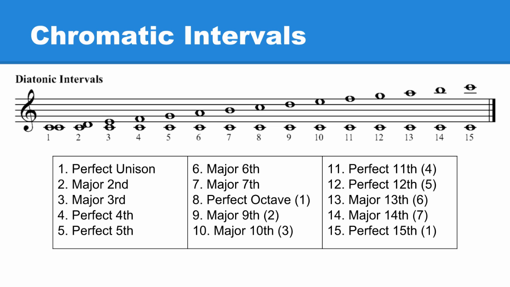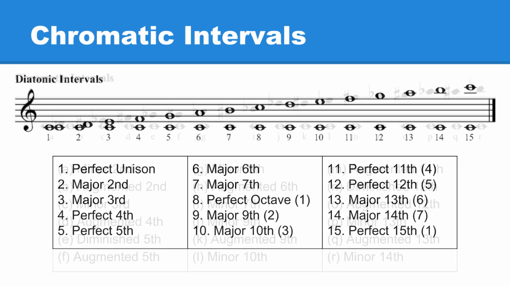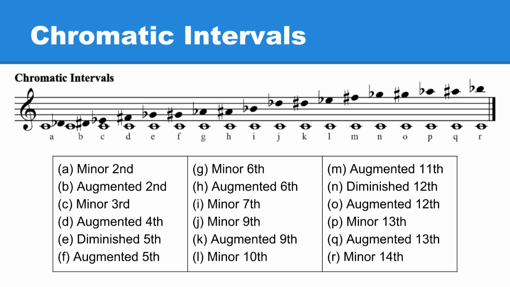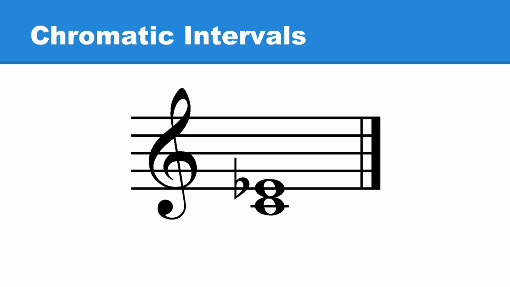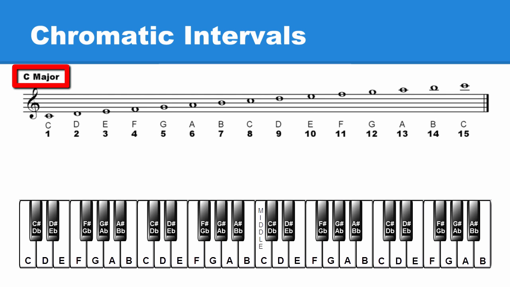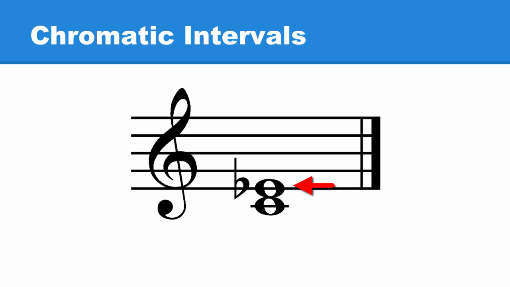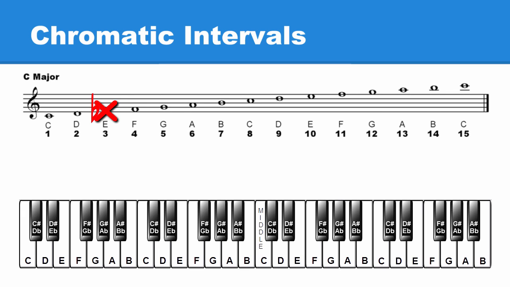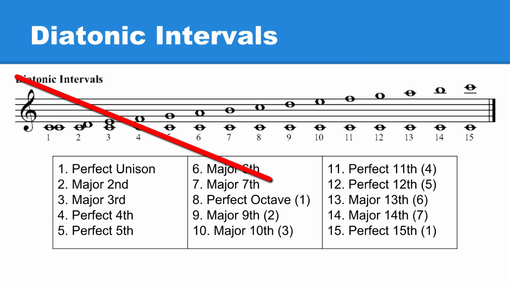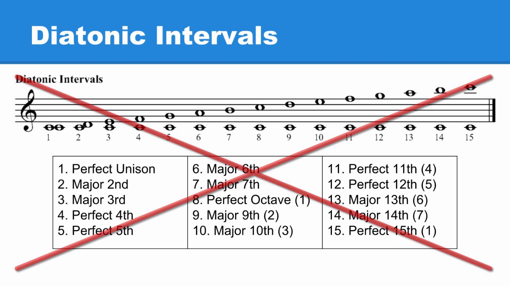Chromatic intervals come from diatonic notes in the major scale that have been raised or lowered by half steps. For example, this interval has C on the bottom, so we'll use the C major scale for this interval. As we look at the C major scale, we see E is scale degree 3, but the E in this interval has been altered with a flat, making it E flat.